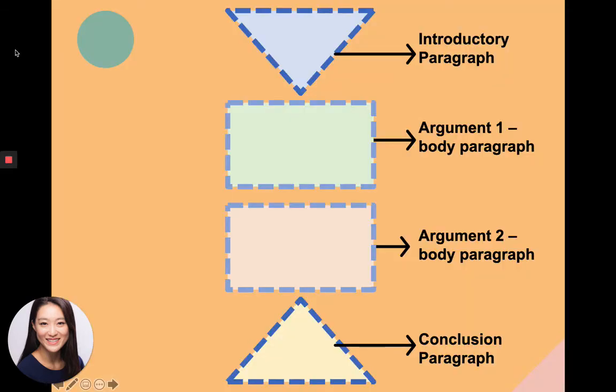So your argumentative research essay should have 4 paragraphs. We have the intro, argument 1, argument 2, and conclusion paragraph. In this video, we'll focus on the last item here, which is a triangle at the bottom, the conclusion paragraph.